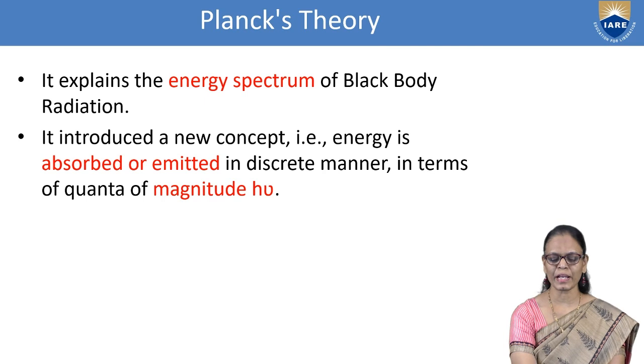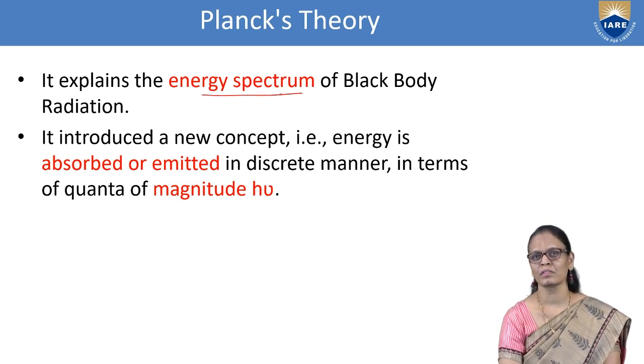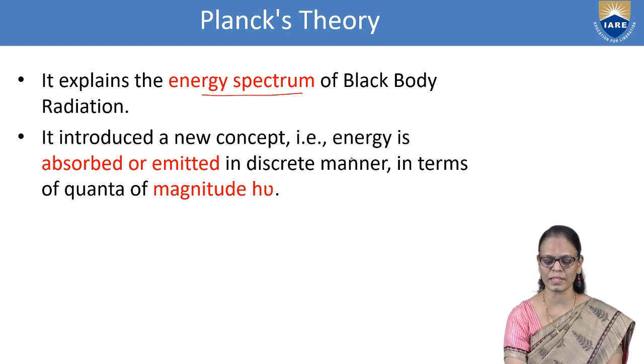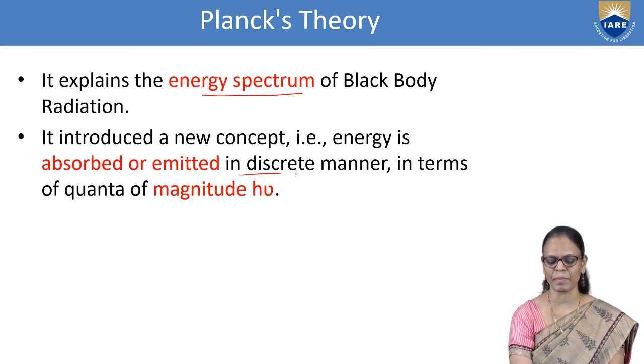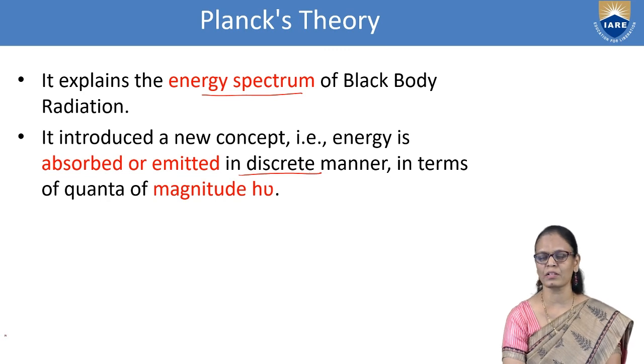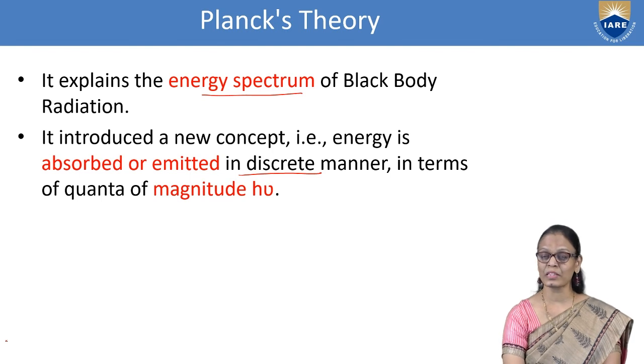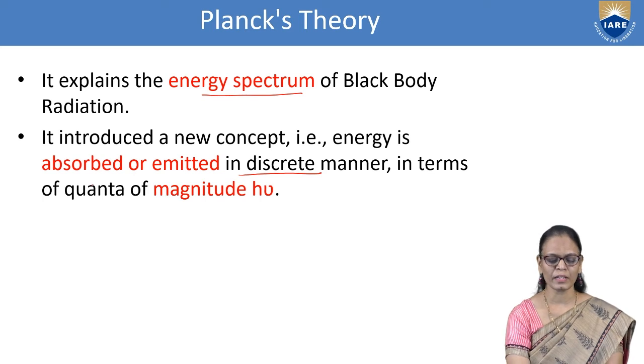Planck's theory explained the energy spectrum very well with the help of black body radiation, and it introduced a new concept. What is the new concept? Energy is absorbed or emitted in a discrete manner. It is no more continuous. As per classical mechanics, they considered it to be continuous. But with this black body radiation experiment, he could show that energy is absorbed as well as emitted in a discrete manner in terms of quanta.